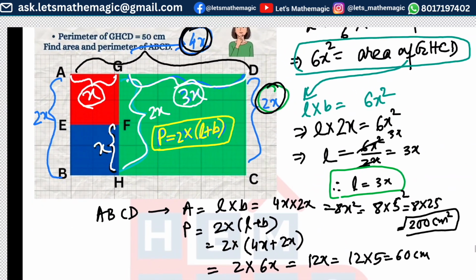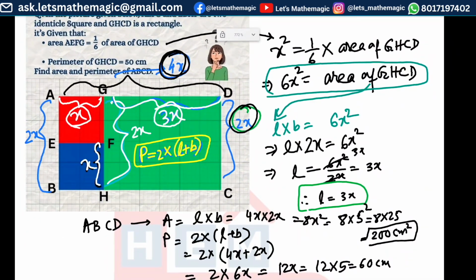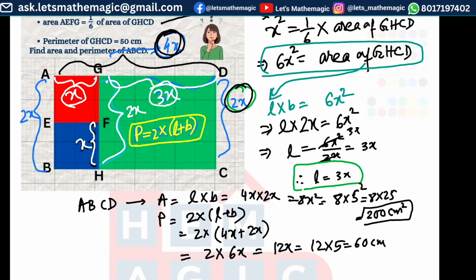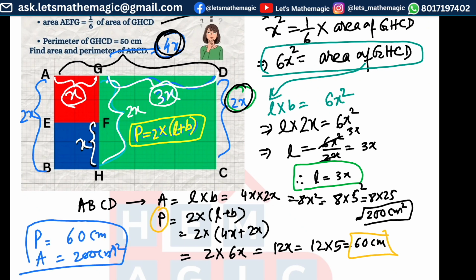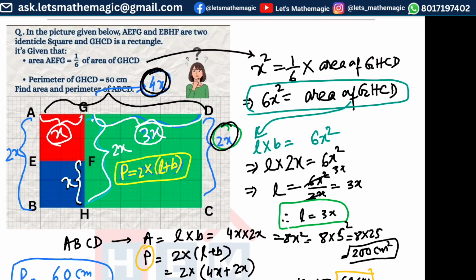So the final answers are these two. The perimeter is 60 centimeters, and the area is 200 centimeters square. These are the two final results. That was the answer to the question.